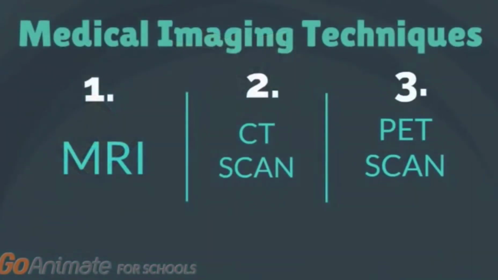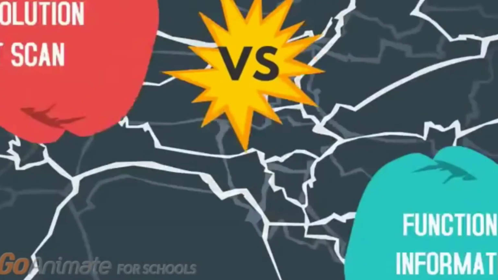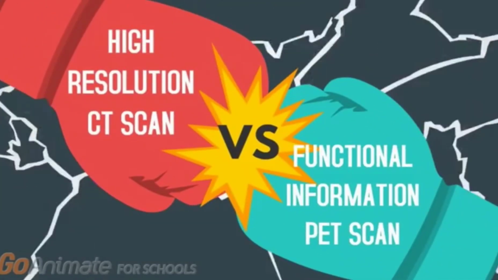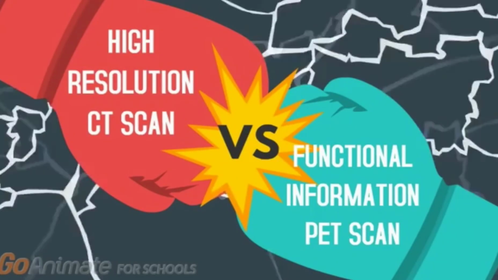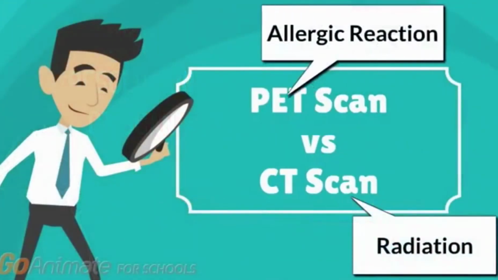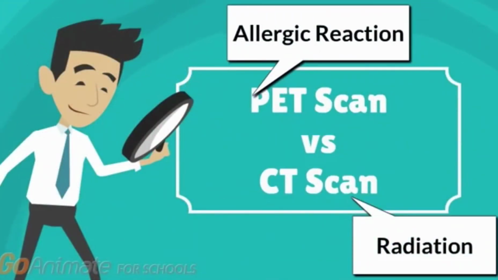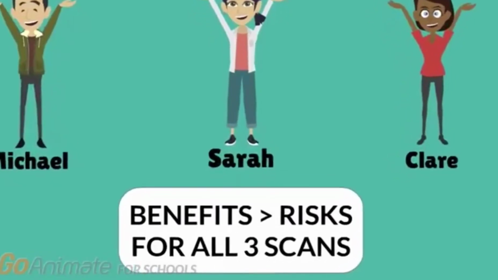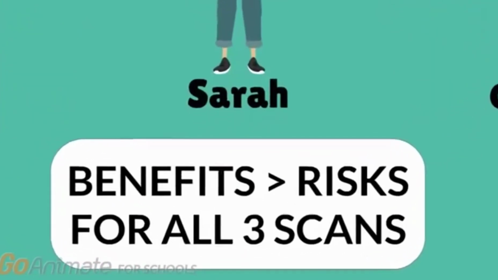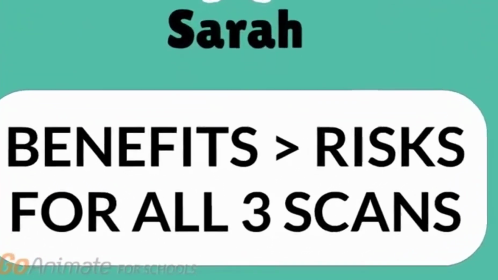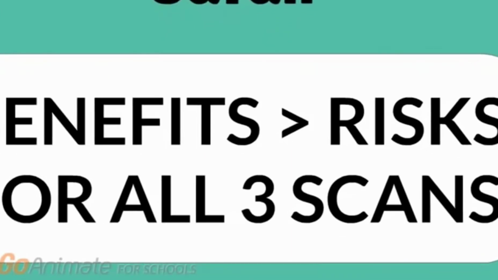The MRI, CT scan, and PET scan are three of the most commonly used techniques for medical imaging. We learned the benefits associated with each, such as the high resolution provided by the CT scan, or the functional information given by the PET scan. Furthermore, we also learned about the disadvantages and risks associated with these scans, such as the possibility of an allergic reaction to the tracers in a PET scan, or the exposure to high radiation in CT scans. In conclusion, the benefits outweigh the risks in all three of these scans, as they provide essential information for patients and healthcare providers in need of help.